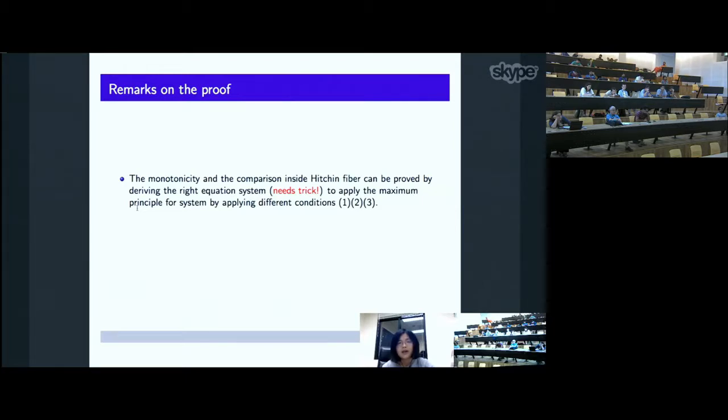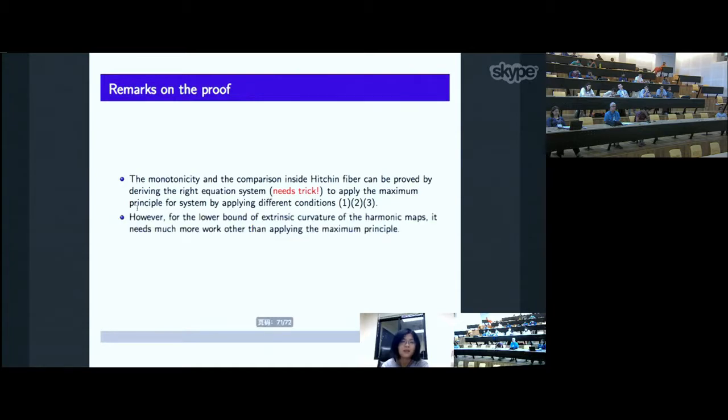So here I want to remark that the equation system is not already there. We have to check what kind of unknown functions need to be written, and how to make it into coefficients times unknowns, because almost everything is unknown. But we sometimes have to put one part as coefficients and one part as unknowns. So that's what I mean by deriving the right equation system. However, for the curvature part, it's not just by applying the maximal principle. It needs much more work.